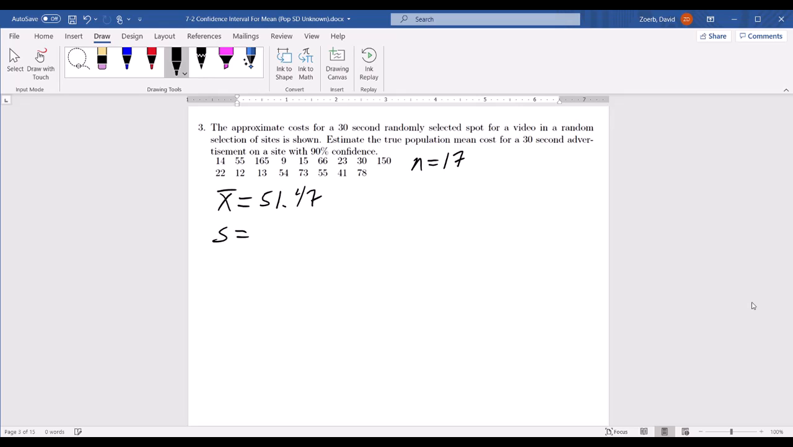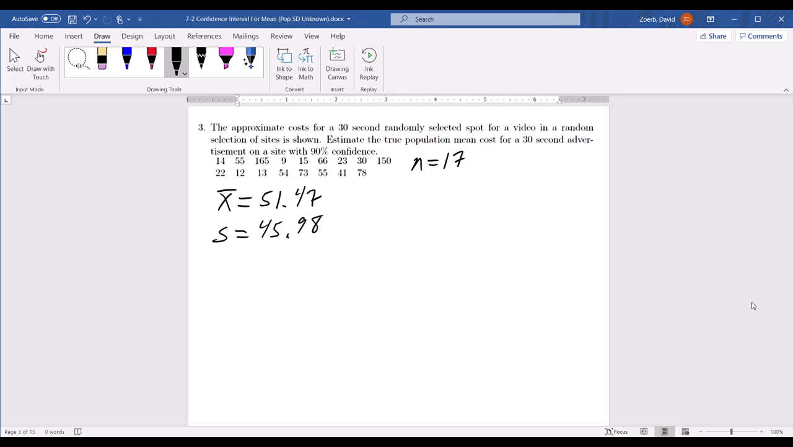Sample standard deviation of this is pretty high. It's 45.98, and it's probably high because you have the 150 and 165, and then you also have 9, 12, 13. So you have real big differences between your numbers going on here.